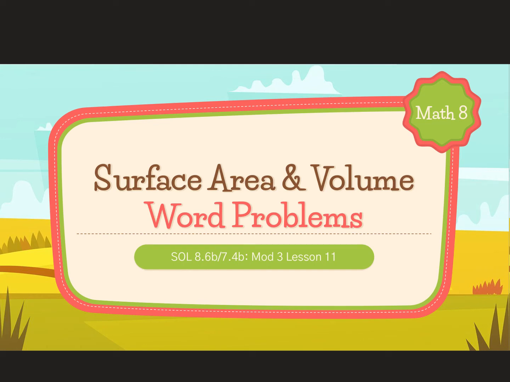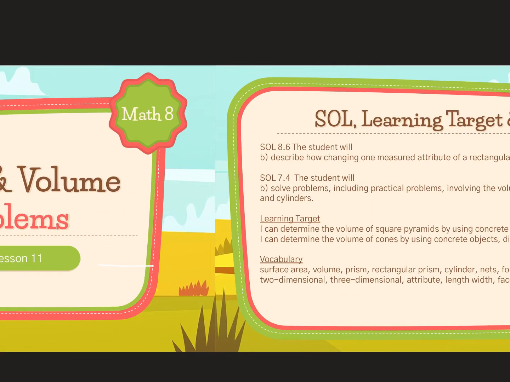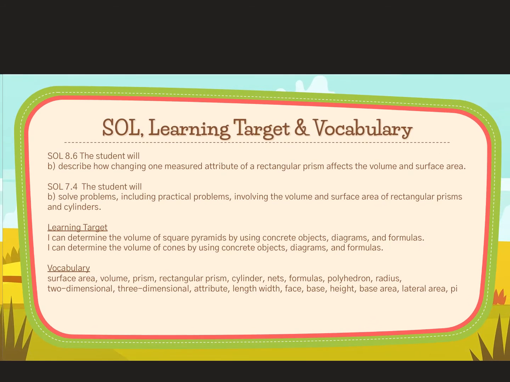All right. So for today's lesson, we're going to take a look at surface area and volume word problems. So we're looking at surface area and volume of a cone and a square-based pyramid. So just continuing our lesson, just including word problems. So this is SOL 8.6b and 7.4b. So that's 7 and that 8.